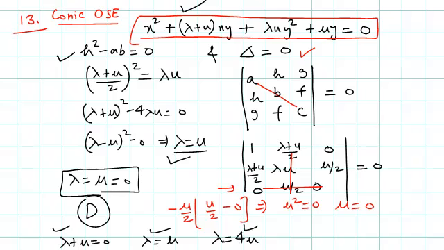So the answer would have been ABC if the question had been asked like this, that this is equation of pair of parallel lines, then which one is correct? But now the question is we have to find the condition for this to be a pair of lines. So the condition is lambda equal to mu equal to 0. So the answer given is wrong, answer is D.